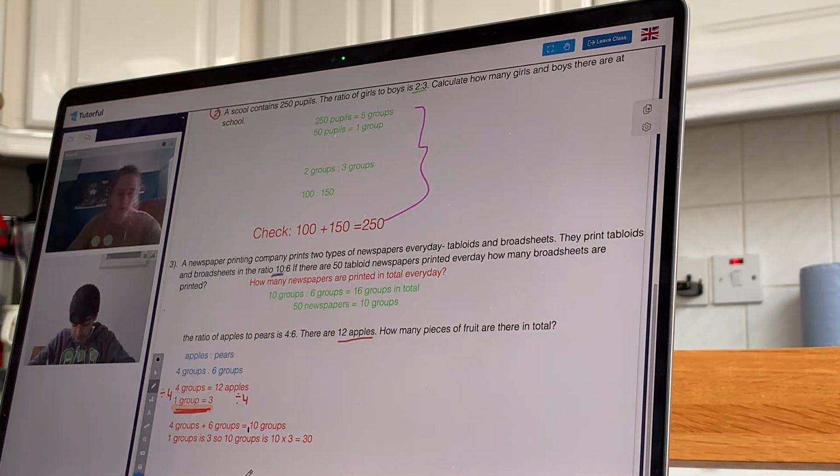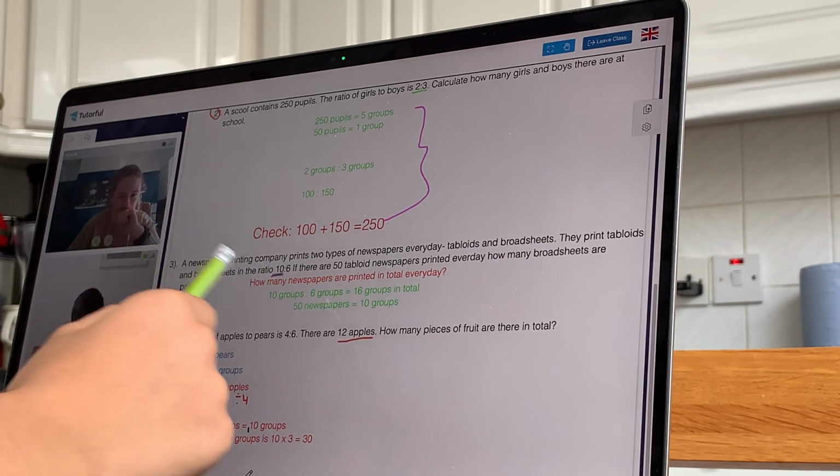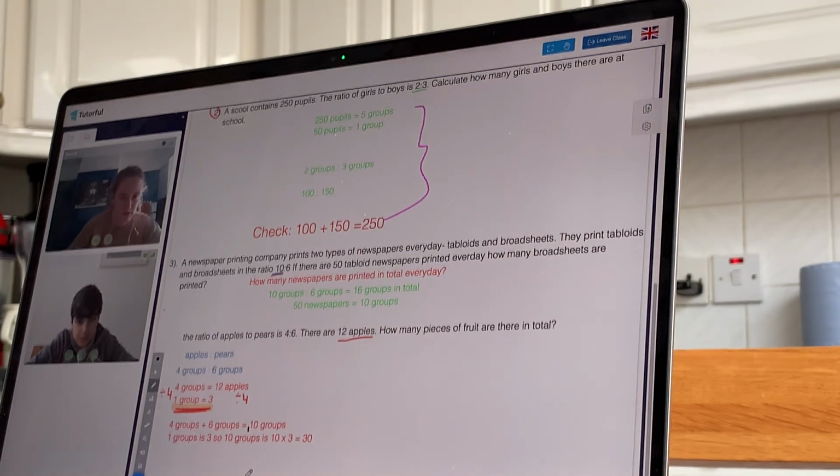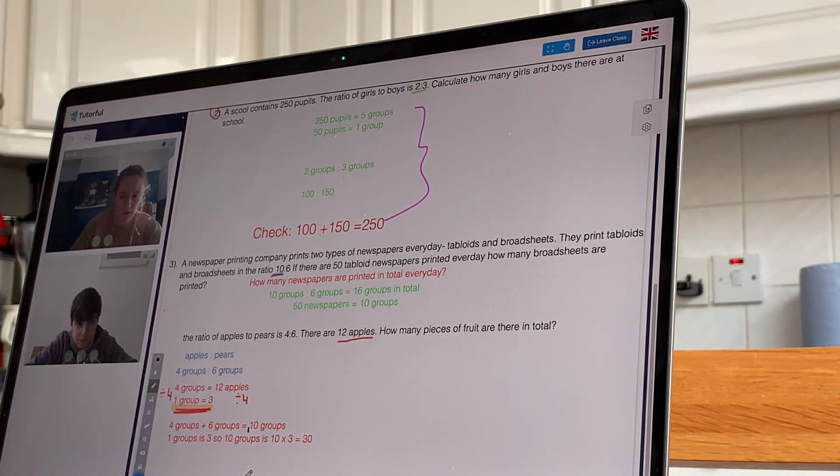What I did was divide 50 by 6. Why 6? Because we got 10 to 6. And then I got a decimal number. Okay, so you would divide 50 by 6 if this had been 50 broadsheets, but because the ratio is tabloids to broadsheets, there's 10 groups for the 50 tabloids.